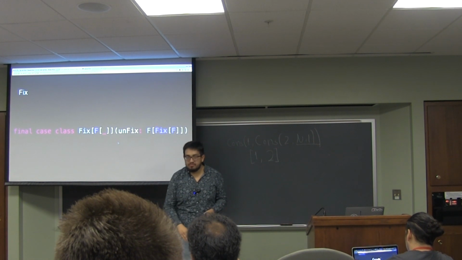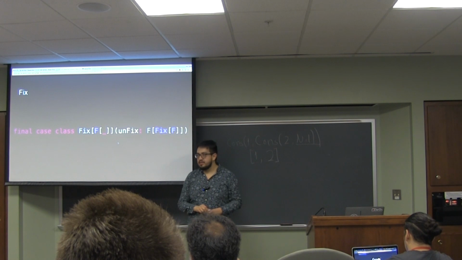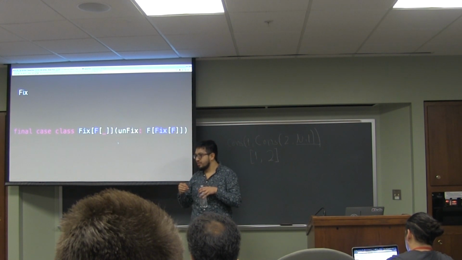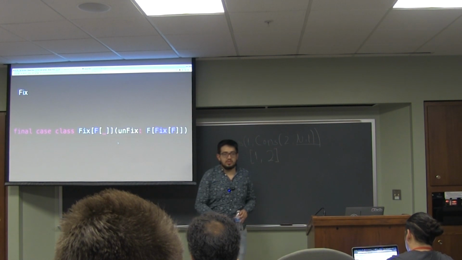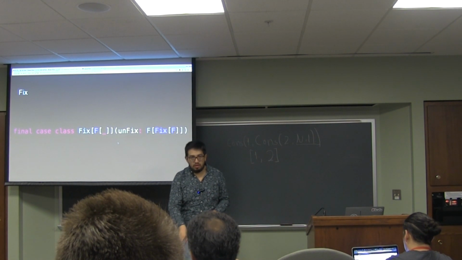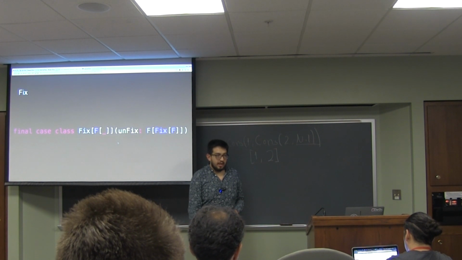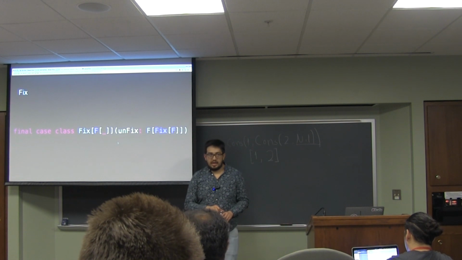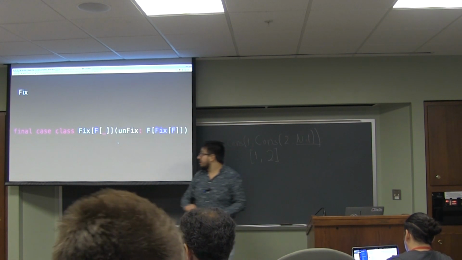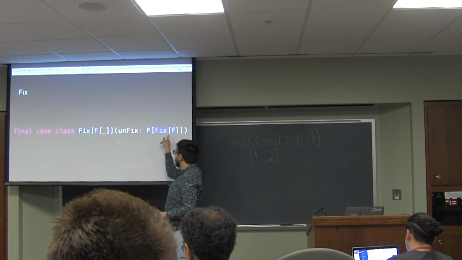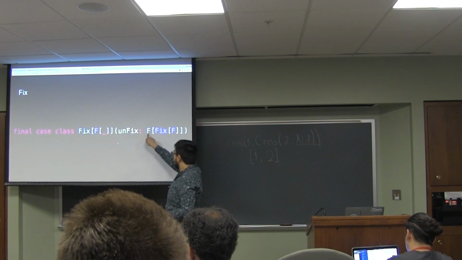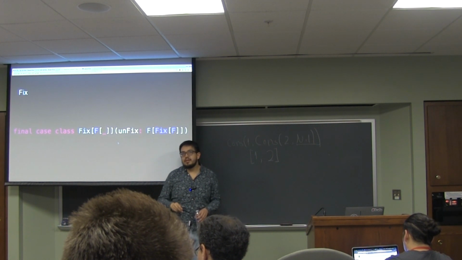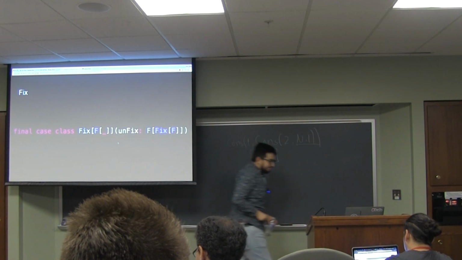Don't think too hard about this. Fix sometimes gets sold as something very mystical, very difficult to understand. Don't think too much about it. Think of it like this: I give it a functor, and it will give me a recursive structure back. In my experience, that's the best way to understand it. It will just take my f and pass the recursive structure to it. It will pass f to f.